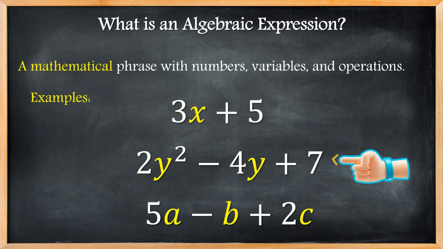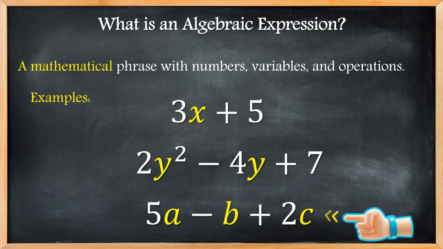2 times y squared minus 4 times y plus 7. Here we have a squared variable, y squared, another variable, y, and a constant, 7. 5 times a minus b plus 2 times c. This expression includes multiple variables, a, b, and c, with their respective coefficients.